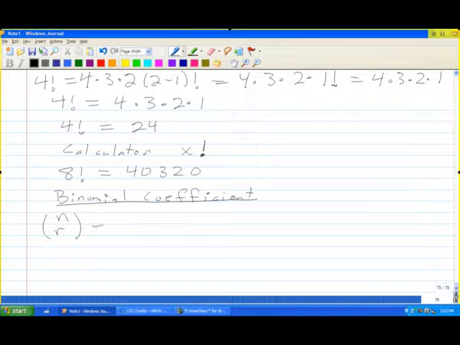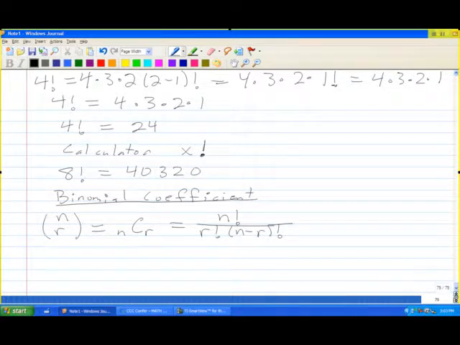Or other people write it as NCR, and especially if you're in a statistics class, that's how they would write it, NCR. It is defined as the following: N factorial over R factorial times N minus R factorial. And that's your definition. Okay.